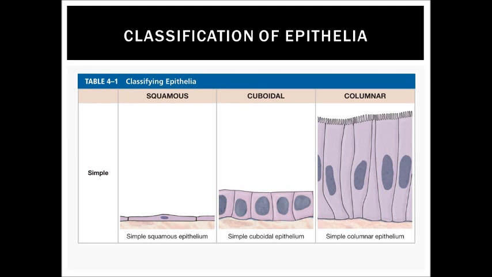Here is the table showing you the classification of epithelia by simple layer and three different shapes. As you can see, all of the epithelium is a single layer of cells. Then, if the cell shape is flattened, it is called squamous epithelium. If the shape is cuboid, it is called cuboidal epithelium. And if it is in column shape, it is called columnar epithelium. But remember, the name of the epithelium should start from layer, followed by shape.